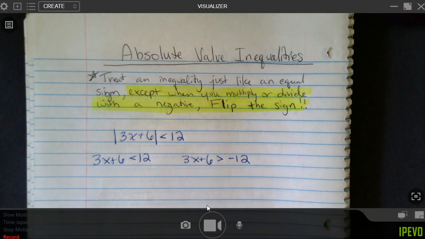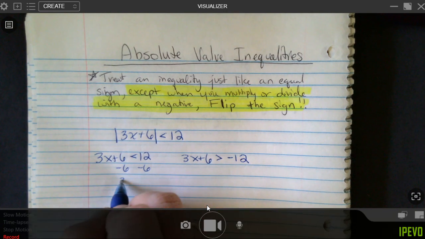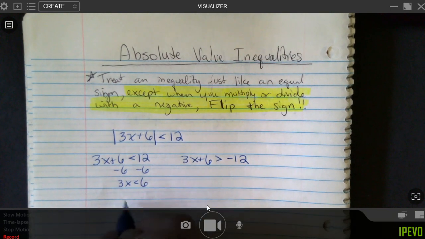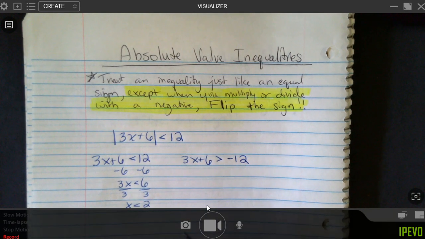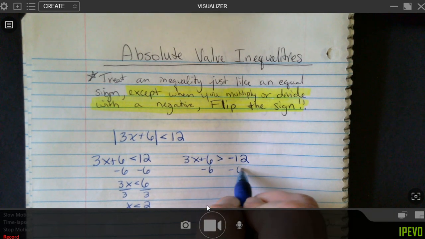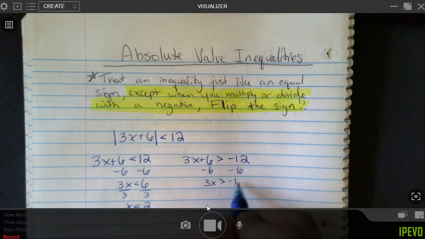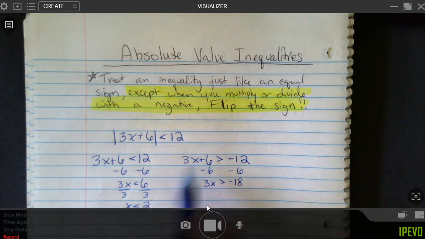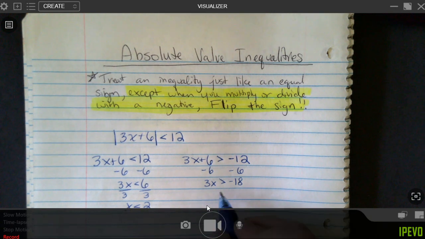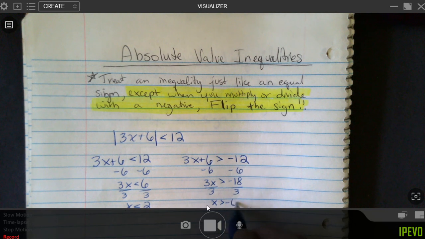Now we're going to solve each of them individually. So we subtract the 6. 3x is less than 6. Divide by 3. X is less than 2. Just like we did with inequalities before. Now -6, -6. So the only difference with absolute value inequalities is that you're going to have to write the two equations. And then we divide by 3, and we get x is greater than -6.